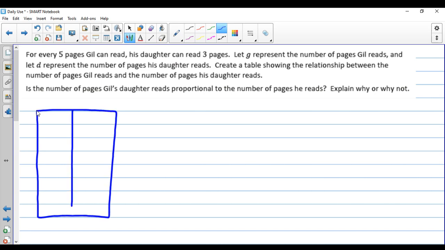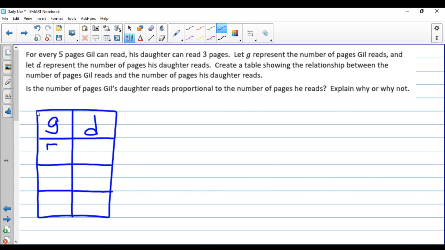So, in the first example, it says that for every 5 pages Gil can read, his daughter can read 3 pages. Let G represent the number of pages Gil reads, and let D represent the number of pages his daughter reads. Create a table showing the relationship between the number of pages Gil reads and the number of pages his daughter reads. So I'm going to use G for Gil, D for his daughter, and then in most cases, I'm going to ask you to put 3 examples in your table.